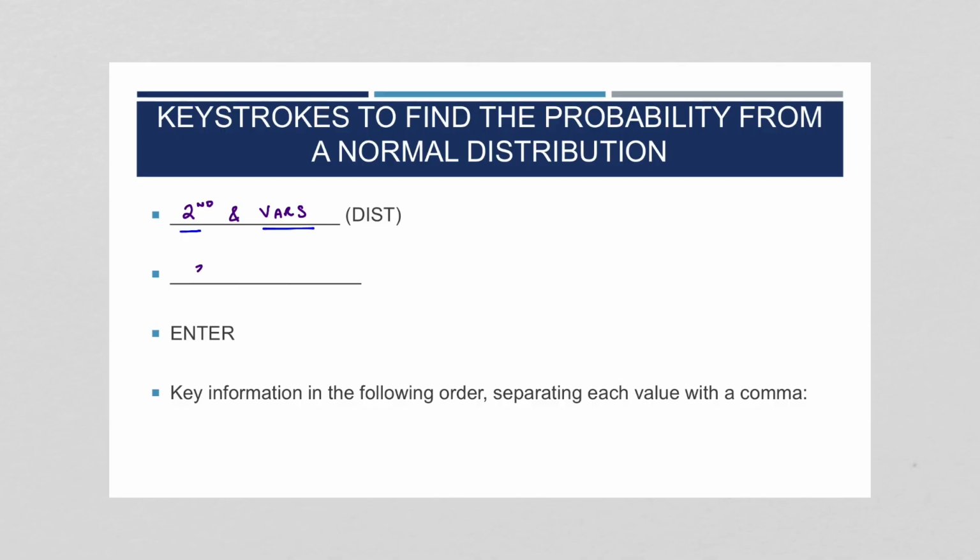From there, you're going to be taken to your distribution menu, and here you're going to select inverse norm. You'll press enter. Again, this is what we will see on the older calculator, that it will bring that to your home screen, and that's where you're going to want to enter your 3 pieces of information. So once we have the inverse norm on our screen, we're going to enter that area to the left of our boundary.